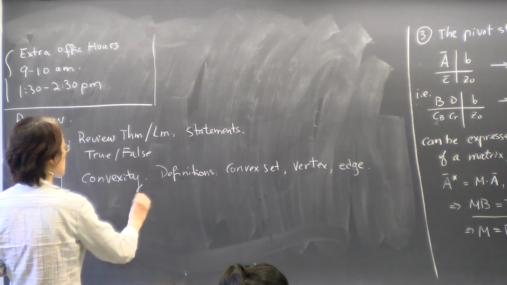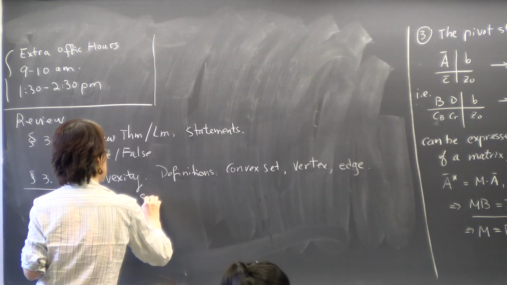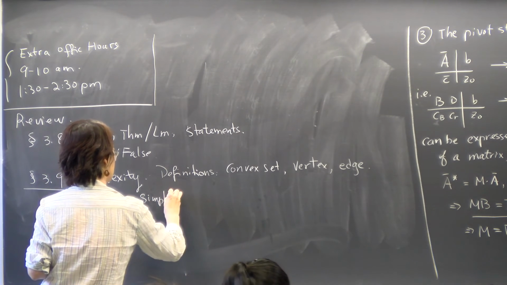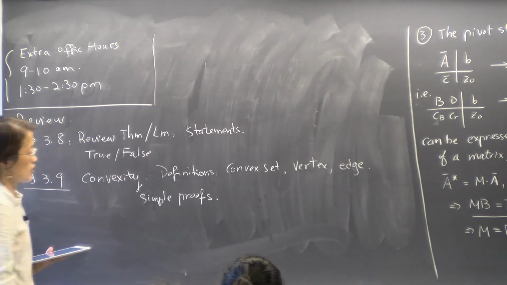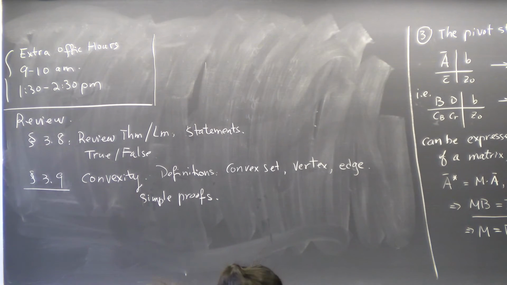And we also went through some examples, some simple proofs. I give you a set. Can you show it's convex? I give you a corner. Can you show it's a corner? It's a vertex. Can you show some simple proofs like we did when we covered that chapter?